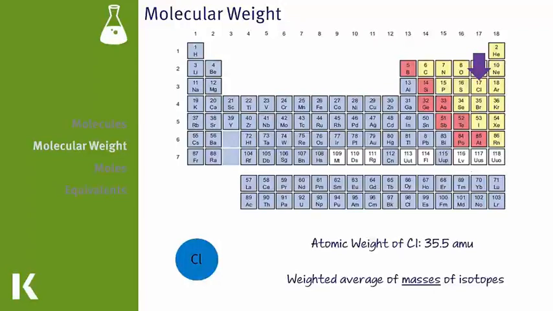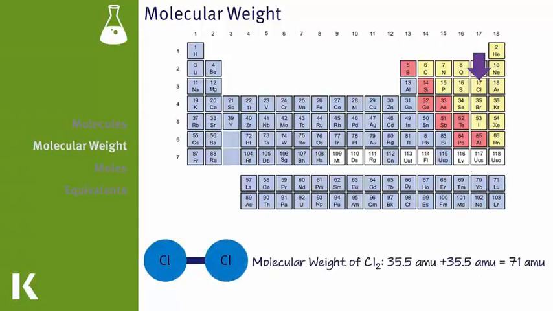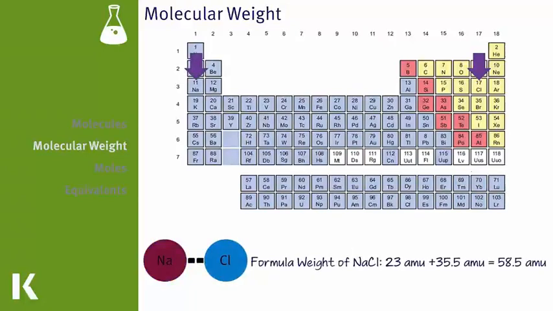So you won't see any molecules of chlorine in nature that are exactly 35.5 AMU, but you will see molecules of 35 and 37 AMU. In order to find the molecular weight, all you need to do is add together the atomic weights of the constituents of your molecule. So in this case, chlorine gas has a molecular weight of 71 AMU. And the formula weight is simply the combined masses of the atoms in a formula unit. So in this case, the formula weight of NaCl is 58.5 AMU.